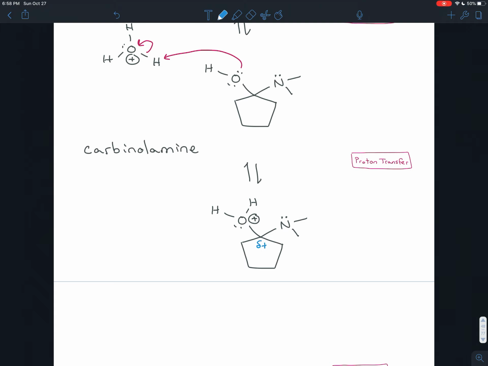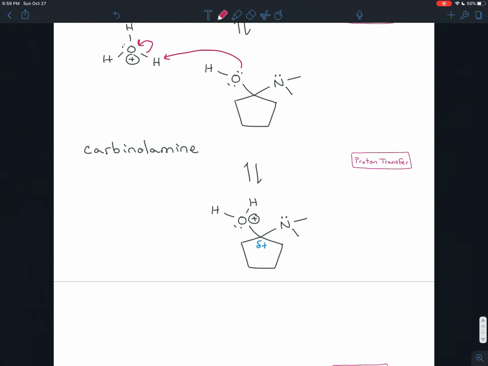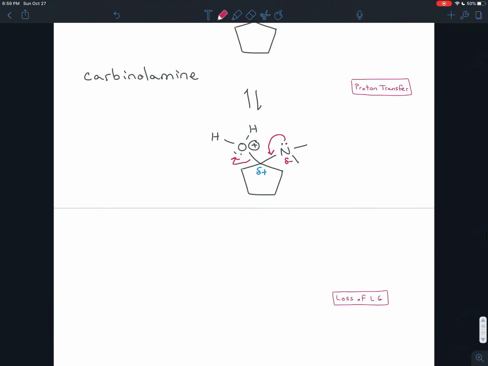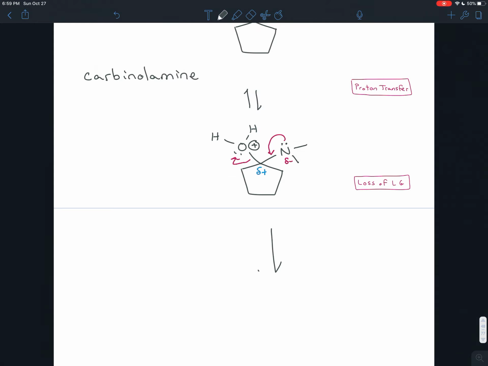Well, now it's a good leaving group. All it needs is a small push. The carbon in between the oxygen and the nitrogen is losing electrons to both, so it's slightly positive. The nitrogen next door is slightly negative. The electrons there are attracted to the positive charge. They try to form a bond. Normally, they're pushed back by the other bonds to that atom. But now the leaving group is so good that it takes its electrons and gets kicked off the molecule. So that is loss of a leaving group.